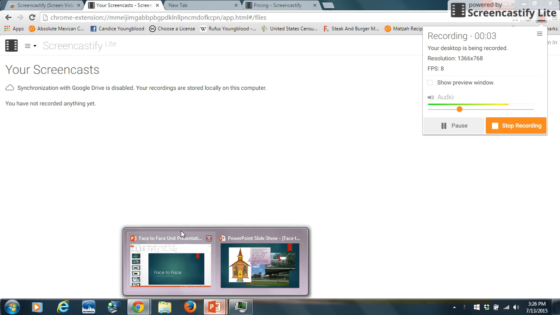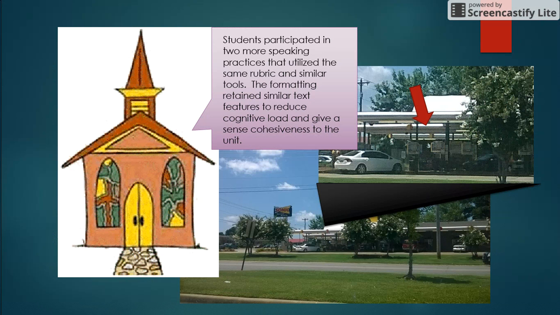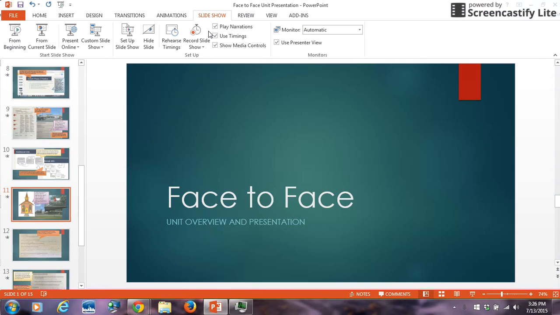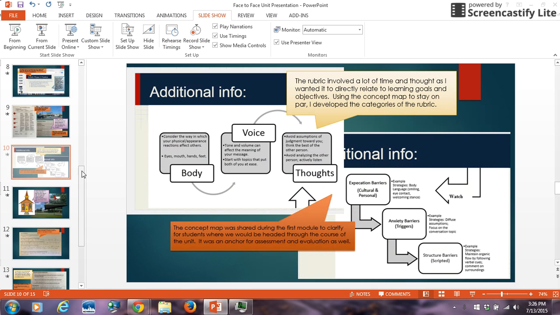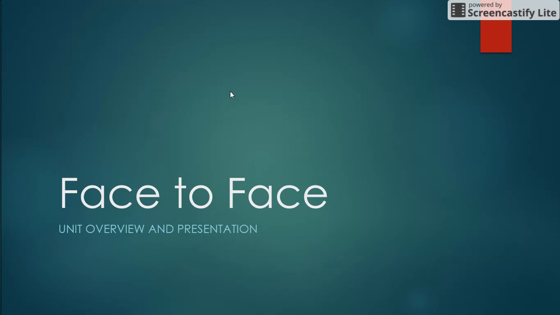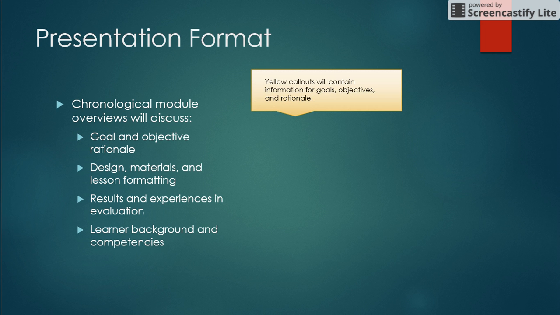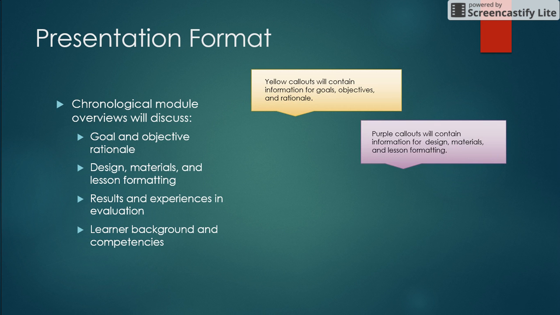Alright, today we're going to talk about my instructional unit on face-to-face conversation, and we're going to do this through a PowerPoint. Let me back up and get to the right spot here so we can start from the beginning. Alright, this will be a quick chronological overview. It's going to focus mainly on Module 1, but you'll see rationales for goals and objectives. Those will be in yellow. You'll see the design and materials for each part.